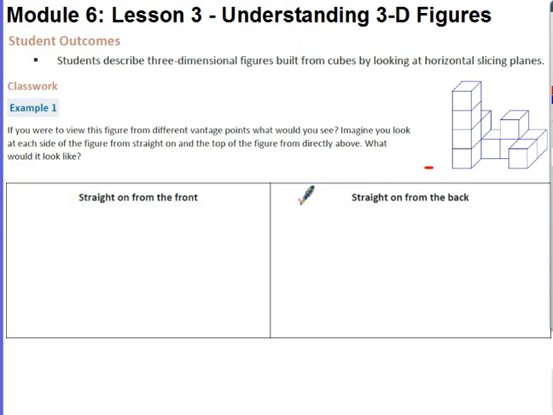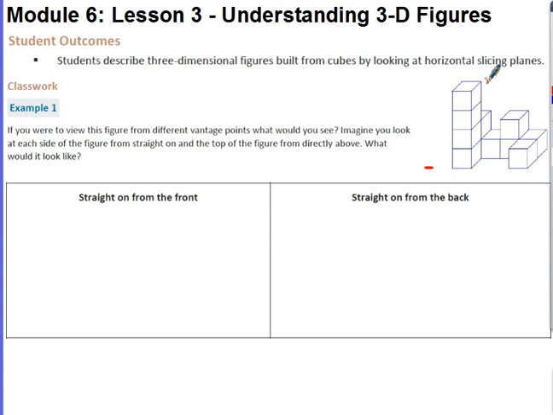Today's lesson is Module 6, Lesson 3, Understanding 3D Figures. Your outcomes for today are students describe three-dimensional figures built from cubes by looking at horizontal slicing planes. Basically this lesson is just an extension of what you did in the previous lesson of slicing three-dimensional figures. But this lesson is going to focus on figures that are built from three-dimensional cubes like you see over here.